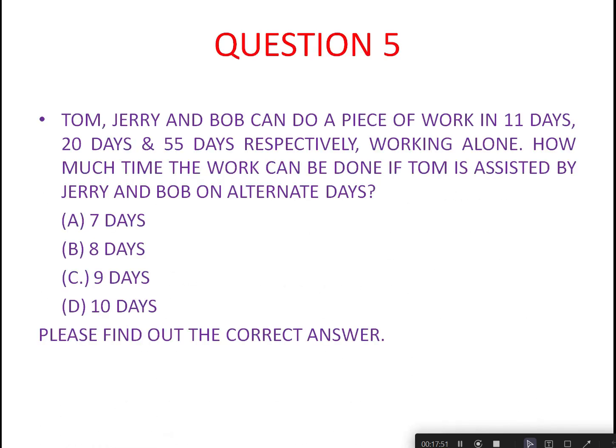The next question is: Tom, Jerry, and Bob can do a piece of work in 11, 20, and 55 days respectively, working alone. How much time will the work take if Tom is assisted by Jerry and Bob on alternate days? That means one day all three are working together. The next day, Tom alone will do the work. Then on the third day, all will work together, and on alternate days, Tom will be alone. So we have to find out how many days the work will be finished.